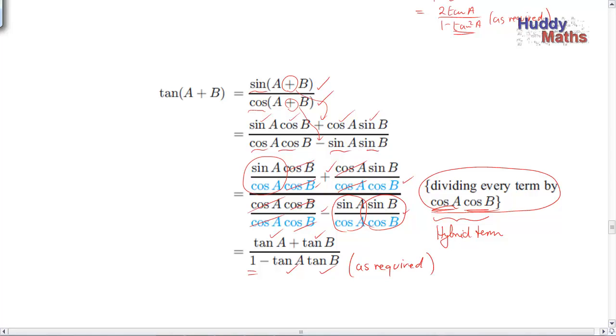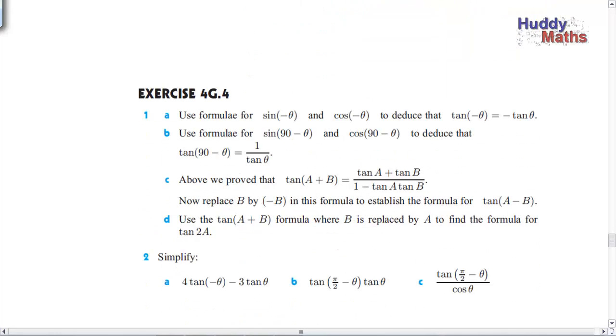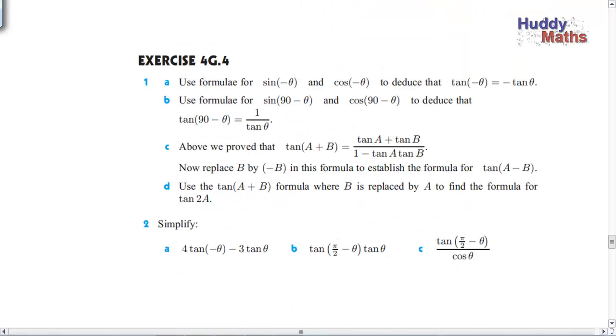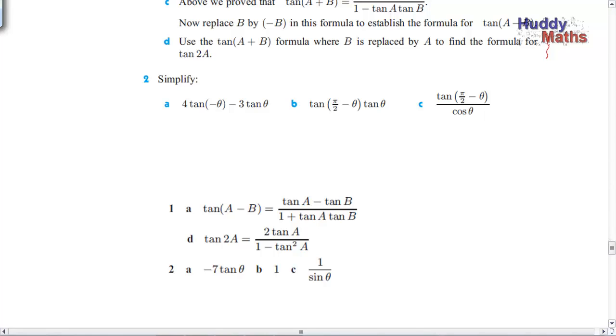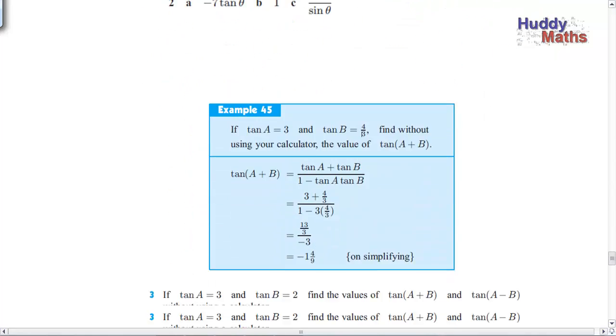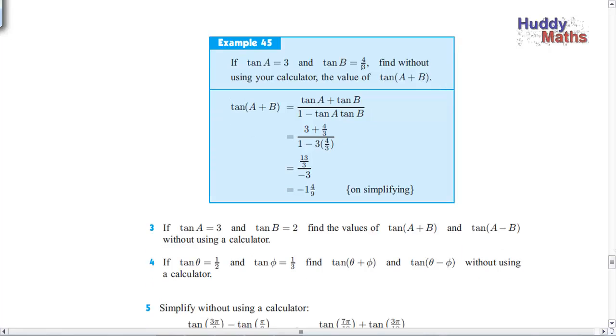Okay, can you get the hang of this evolution of the trig identities here? Let's come down now and have a go at 4G4, and I'll show you the answers in a minute. All right, so have a go and see what you think. We've already done part D, which I asked you to do earlier. So pause it, and I'll show you the answers. So coming down now, there are answers to question 1 and 2. Okay, let's go down and do a little bit more, and then we'll finish. You'll be getting tired now. You're doing well though. So here's example 45. Given values of tan A and tan B, can you find the tan of A plus B?